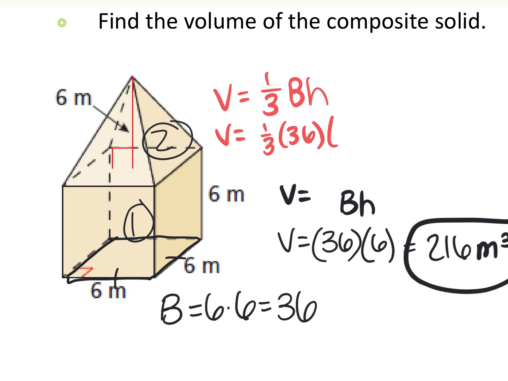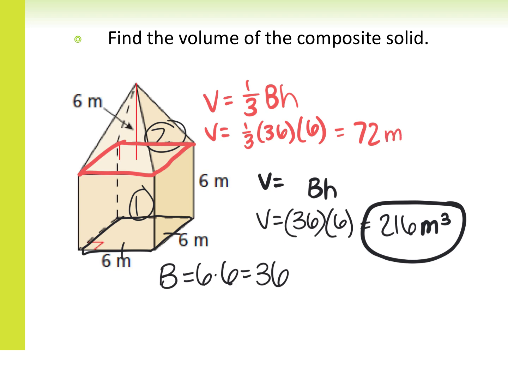Wait, you divide it by 1/2. No, because see how the base is still a square? If that base was a triangle, then we would divide it by 2. Okay? Good question. What's the height of the pyramid, guys? 6. So now do 36 times 6, but then divide it by 3, 72.